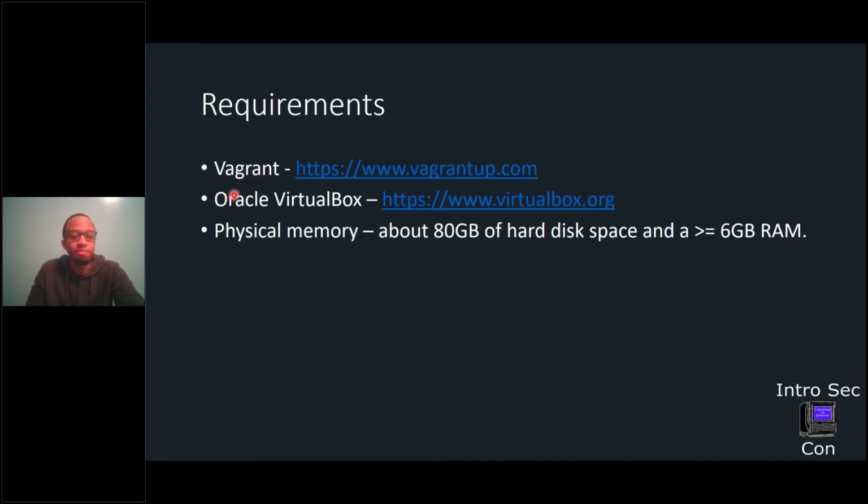Vagrant, VirtualBox, and also you should have about 8 gigs of memory and at least 6 GB RAM. But there's a way I think it could work on a 4 gig RAM, but it might slow your computer down a bit. But that's just technicalities. There are ways you can also reduce the memory the machines use. We'll get into that in the demo.